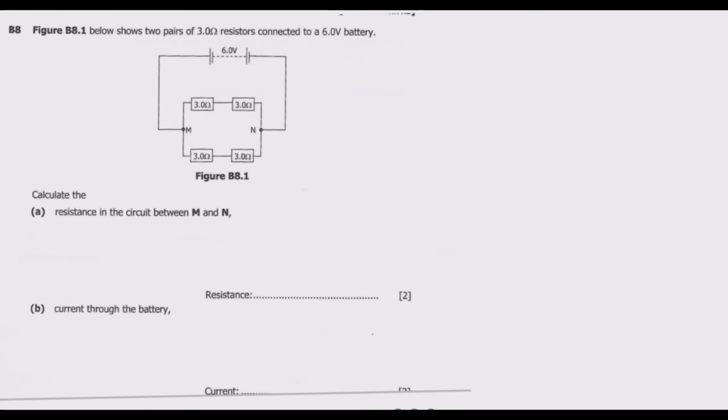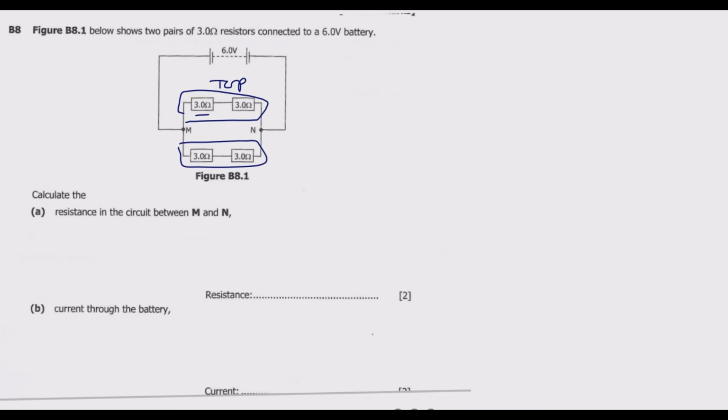So let us look at question B8. Figure B8.1 below shows two pairs of 3.0 ohm resistors connected to a 6 volt battery. Calculate the resistance in the circuit between M and N. So basically what we know is we have two lines. The top is a series. Up to here, this is in series and this is in series. But if you compare these two, we have again a parallel.